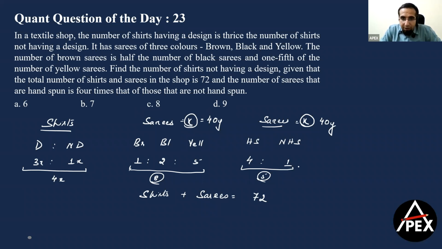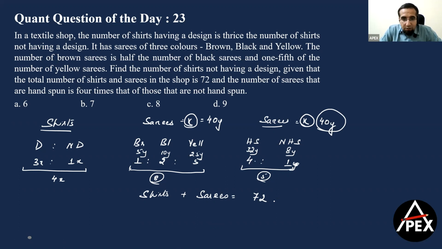Right? I repeat, if I take 40Y, this becomes Y, this becomes 8Y. Clear? And this becomes 32Y. And if I take 40 in 8 parts, so this is 5Y, this is 10Y, and this is 25Y. In short, Y has to be a natural number. So if total number of saris is 40Y and Y has to be a natural number, clear?